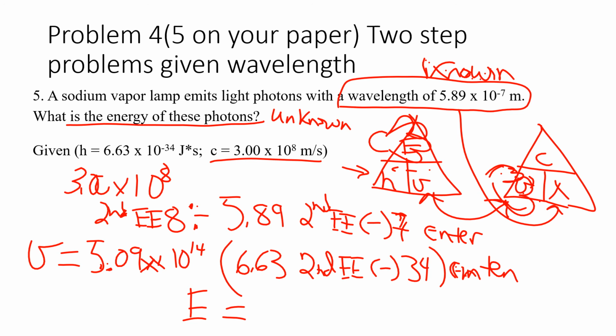I get 3.37, more than enough significant figures, times 10 to the minus 19. And use units for energy, again, joules per photon.